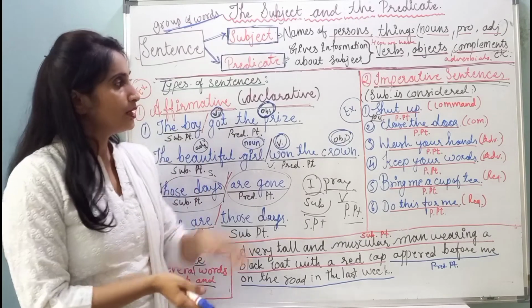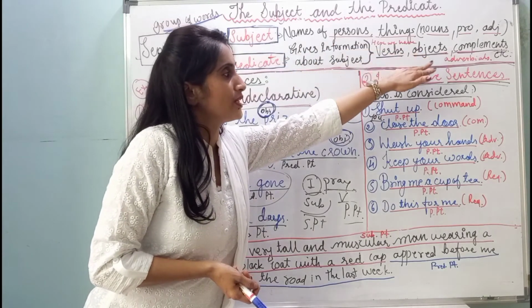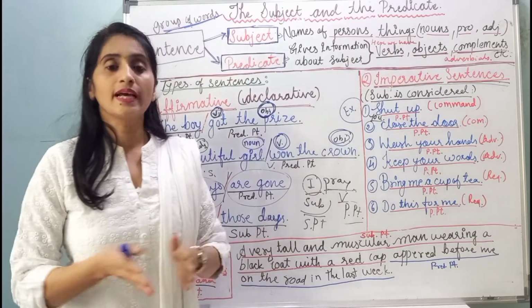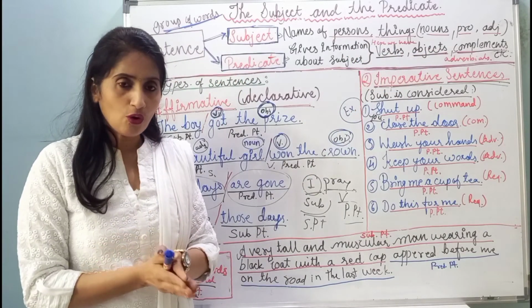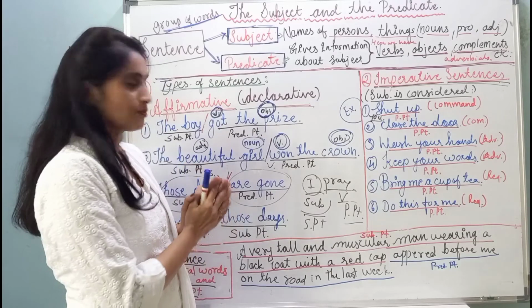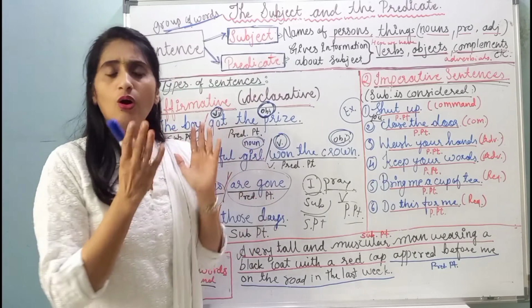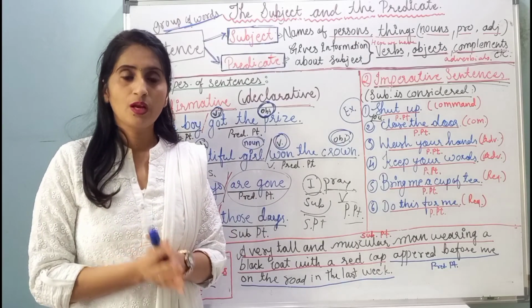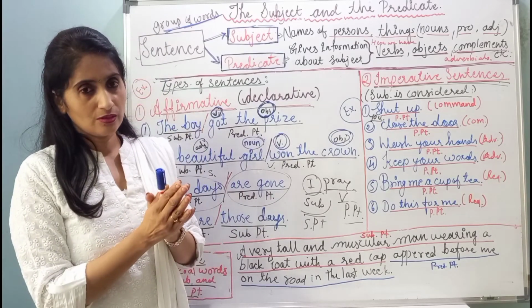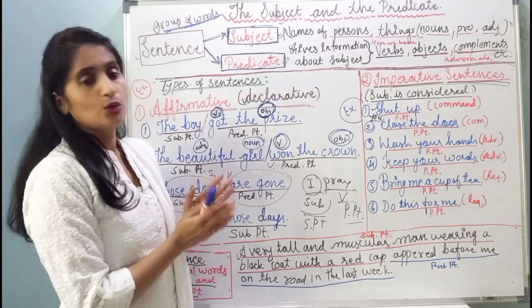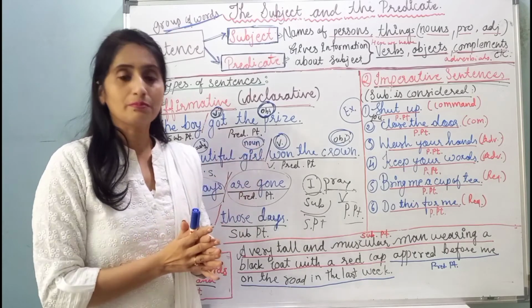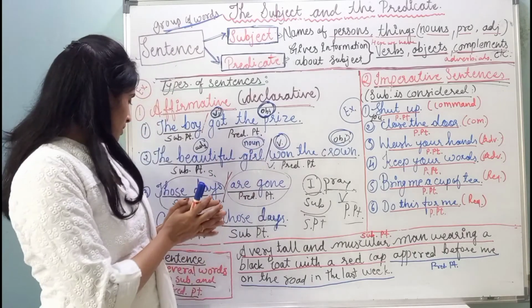In the predicate part, we have verbs, objects, complements, adverbials, etc. So first of all, identify the subject, then verb and complement, objects, whatever it is. Once you understand the subject, it is very easy to identify the predicate part. Okay? See here now.